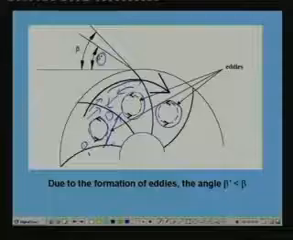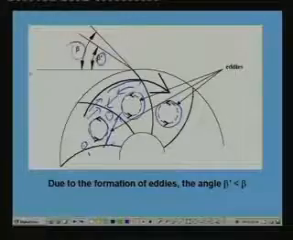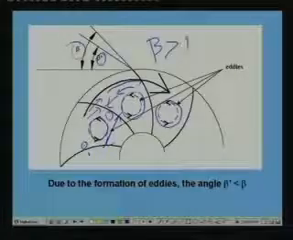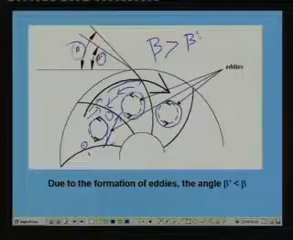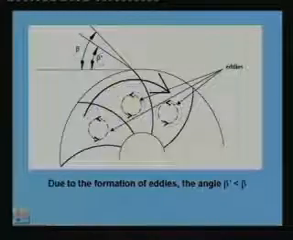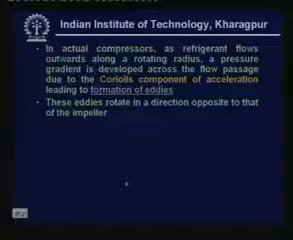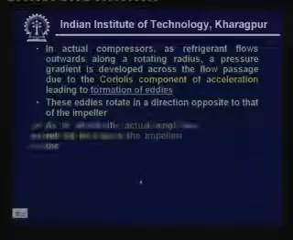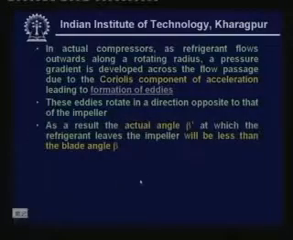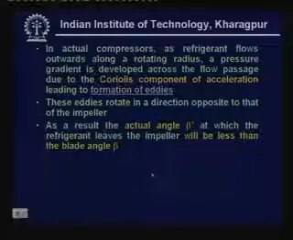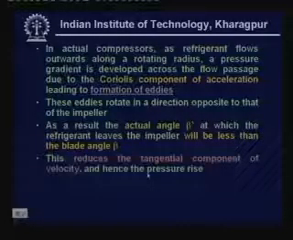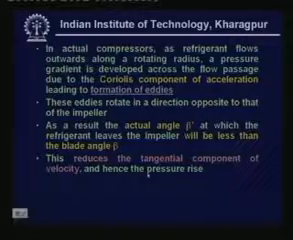Whereas beta is the blade angle. Because of the eddy formation, beta is greater than beta dash. These eddies rotate, as I said, in a direction opposite to that of the impeller. As a result, the actual angle beta dash at which the refrigerant leaves the impeller will be less than the blade angle beta. This reduces the tangential component of velocity, and hence the pressure rise.